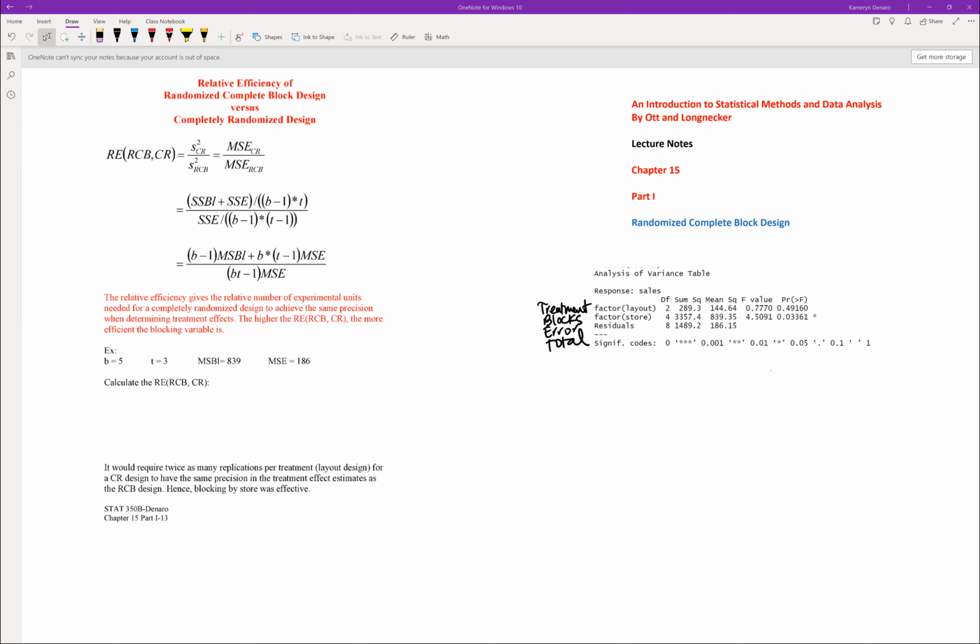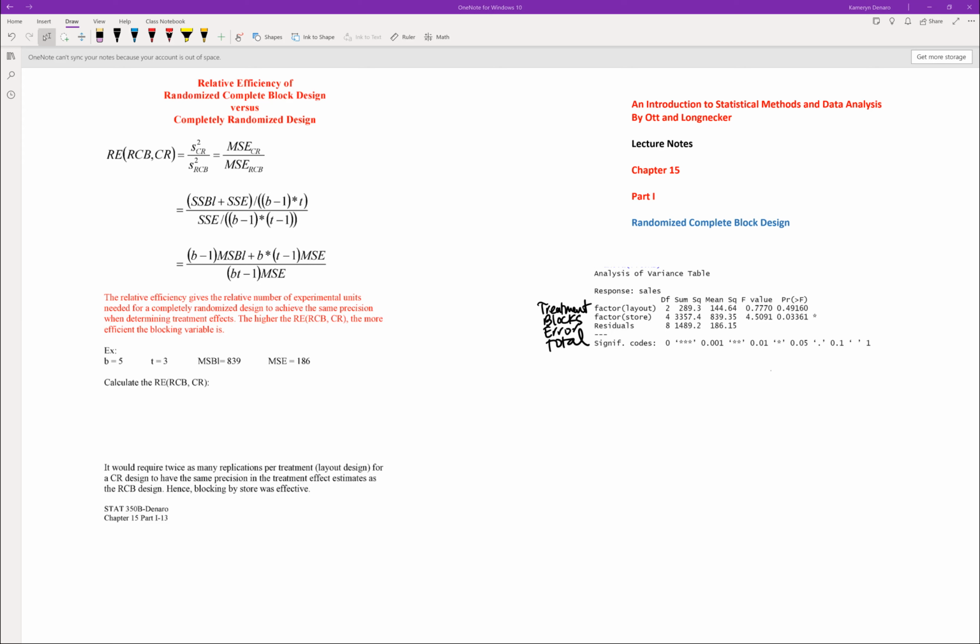Okay, so we're going to do the example that we were working on last time, where we had the layout of the produce as the treatment. The actual store is the blocking factor, and we're looking at the sales of that particular store. Remember, we had 5 stores and 3 different layouts. The mean square for the blocks was 839, and the mean squared error was 186.